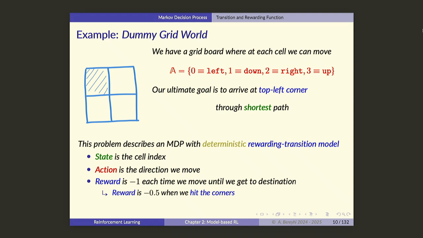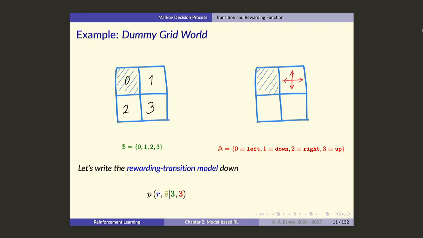So now, looking at this one, I want to describe this rewarding transition model that we have. What I want to know is, for example, what is the probability of the reward and the next state, given that... 3. So look at it. What is going to be the next state? 1, right? What's going to be the reward?